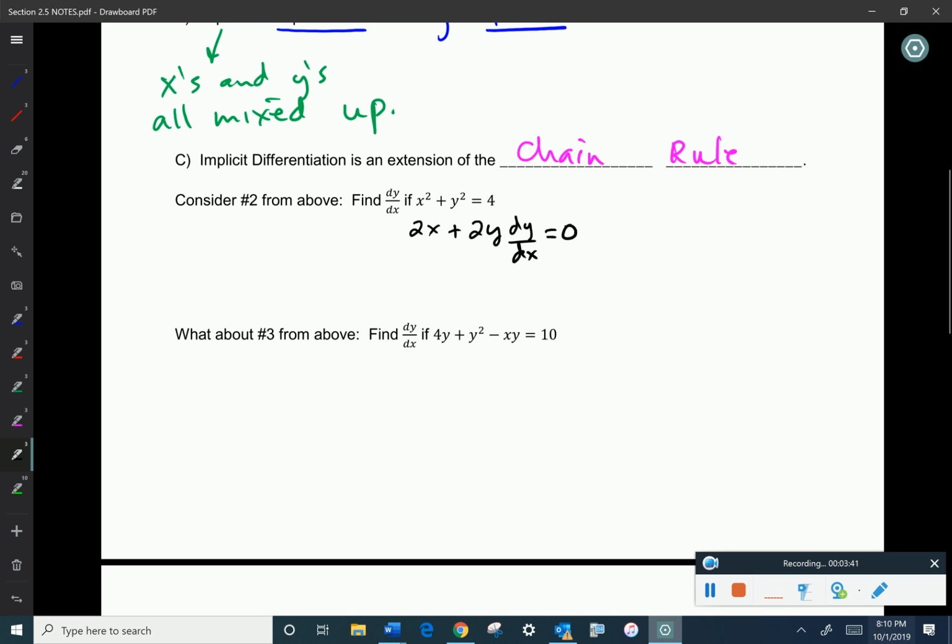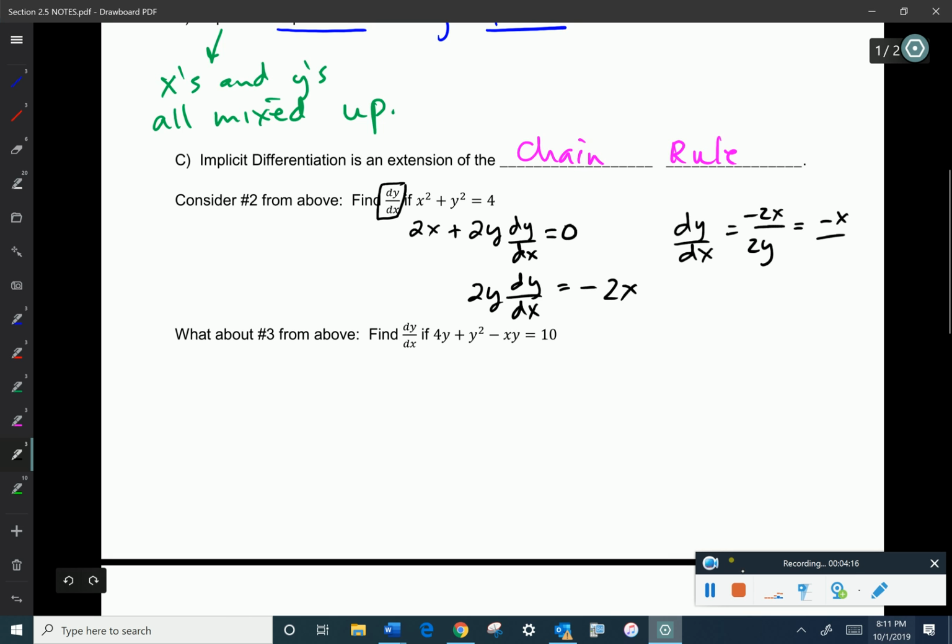So here's the thing. If I'm trying to find dy/dx, that means I'm trying to solve for dy/dx. So in order to solve, I could subtract my 2x. So 2y dy/dx is going to equal negative 2x. And again, if I want to solve for dy/dx, I would divide by 2y. So I could say dy/dx is negative 2x over 2y, and then I could just cancel and say negative x over y.